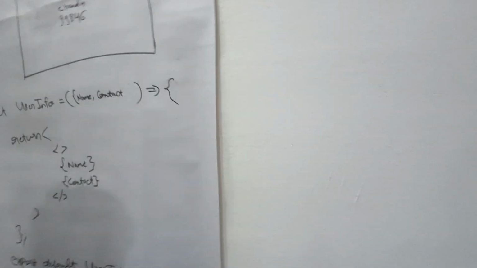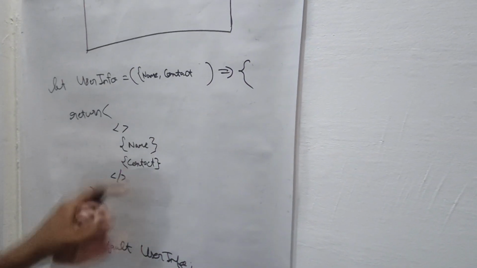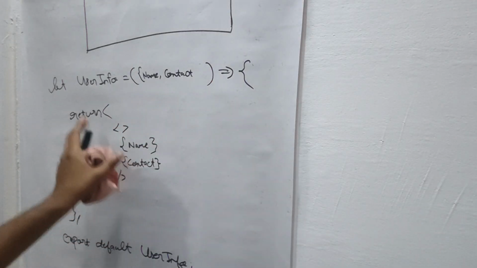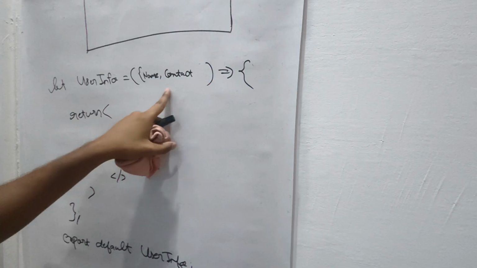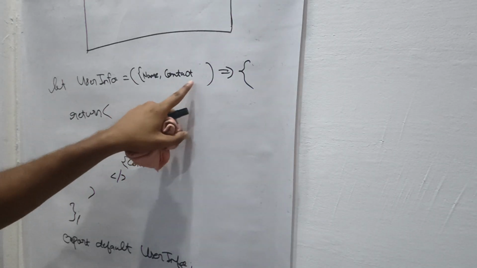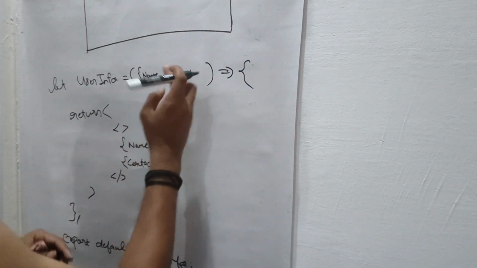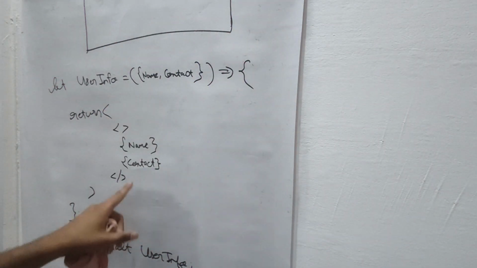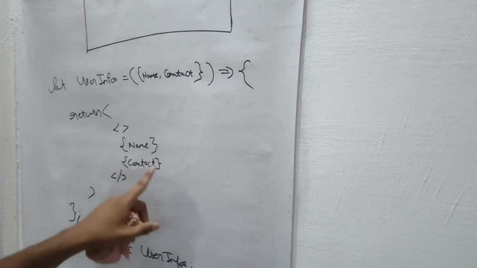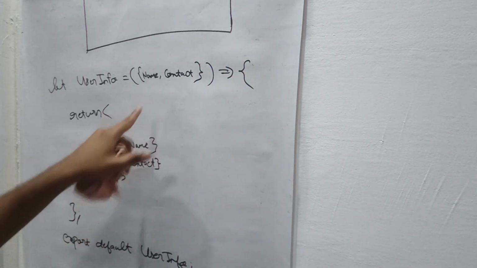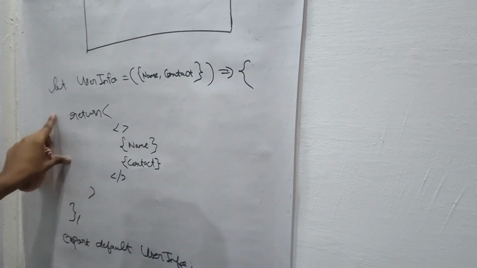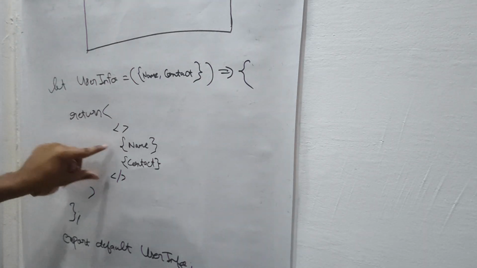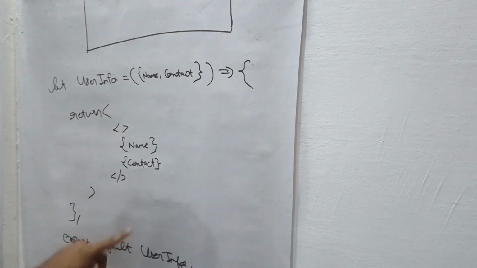Now how do we use it? Again I have received name and contact. This is my user info page. I have received both of them here in the form of parameters. I have received it here, and now I am returning it. I'm using name and contact here in this return, so that's how it will be visible. So it is receiving and using.